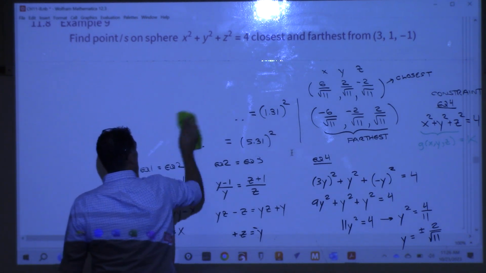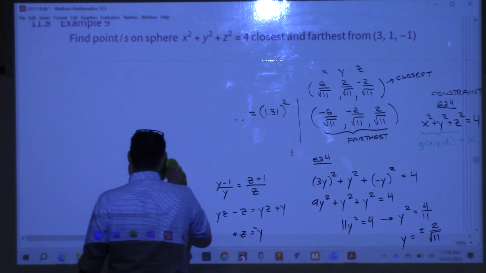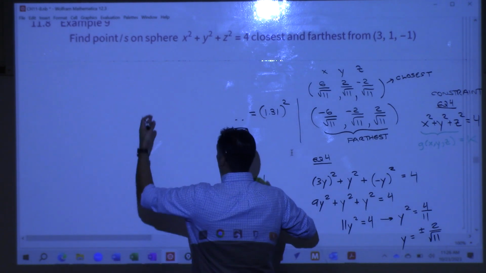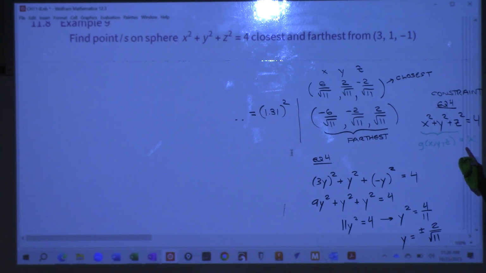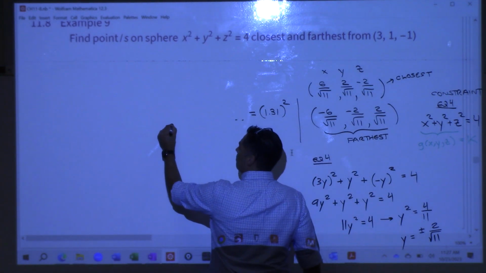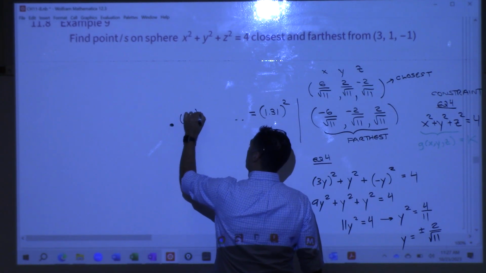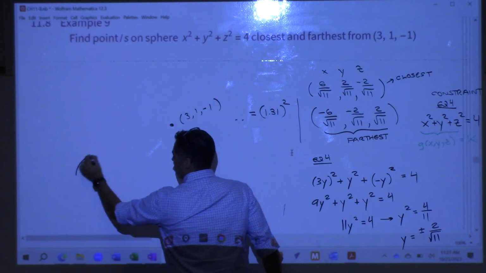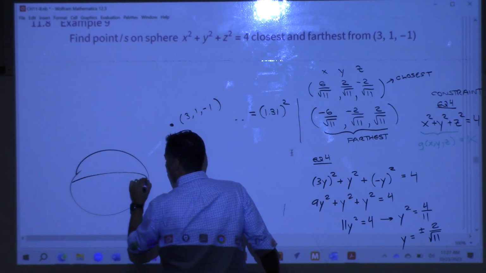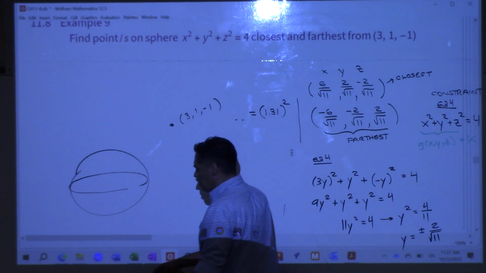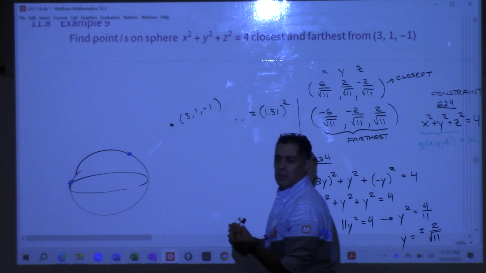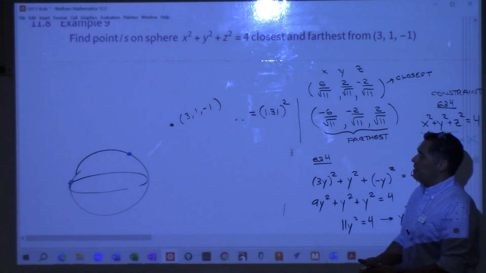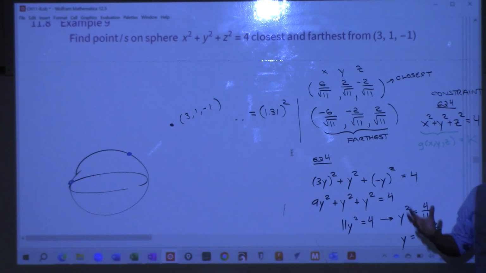Now, Lagrange goes on, and instead of having a function of three variables with a single constraint, you could have two constraints. Let's take that same point we just had, 3, 1, -1. Remember we had that sphere, and we found the 2 points that were closest and furthest. That's when we did a single constraint. We were constrained to a sphere.